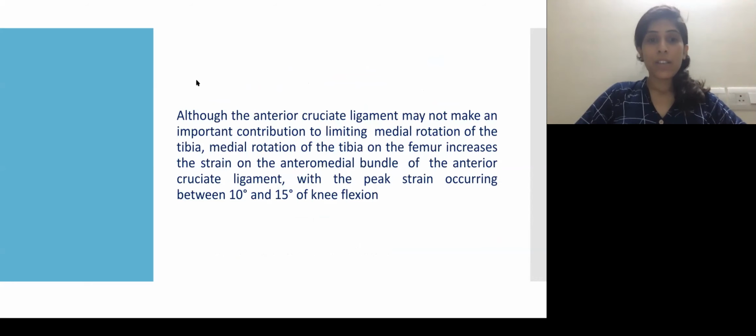Next, although the anterior cruciate ligament may not make an important contribution to limiting the medial rotation of the tibia, the medial rotation of the tibia on the femur increases the strain on the anterior medial bundle of the anterior cruciate ligament, with the peak strain occurring during 10 to 15 degrees of knee flexion. So this suggests that it also helps with medial rotation control.